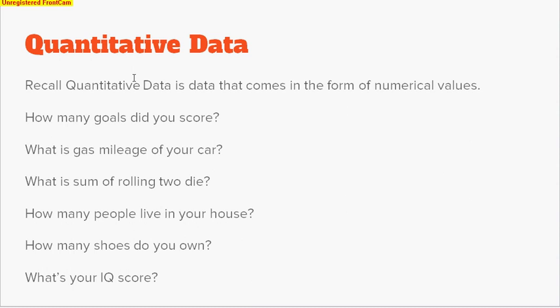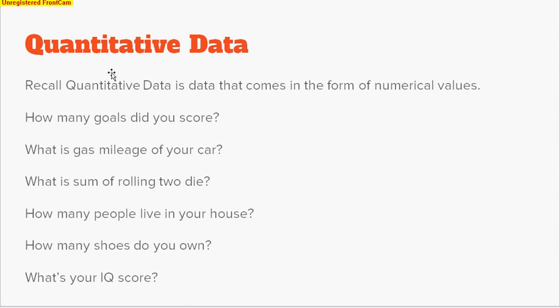So how many goals did you score? What's the gas mileage of your car? What is the sum of rolling two die? How many people live in your house? How many shoes do you own? What's your IQ score? The answer to all of those questions is a number with a unit. Even if that unit is I scored 3 goals versus I have a height of 6 centimeters, whatever. You have to have a number with a unit.